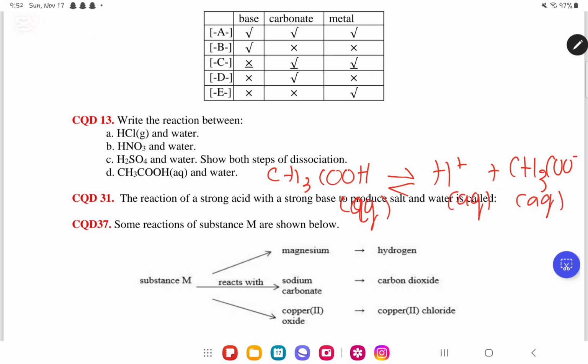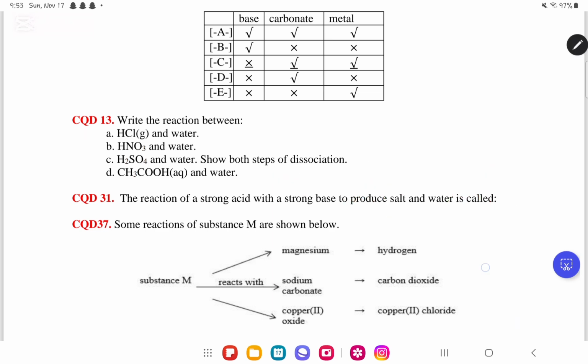So something in general we can say about this activity is when we are dissociating an acid, basically you're putting it in water so it will form ions, it will release one H plus ion and then the other thing is an ion by itself.